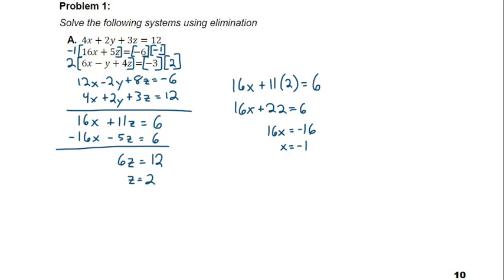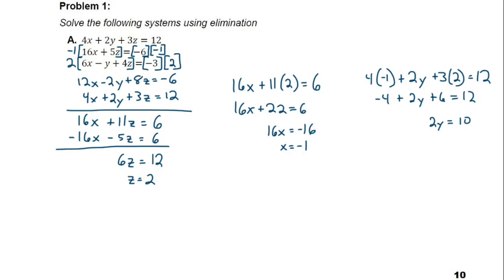So 4x, that's -1, plus 2 times y, plus 3 times z, which is 2, equals 12. So it's -4 plus 2y plus 6 equals 12. So if I subtract the 6 and add the 4, 12 minus 6 is 6, plus 4 is 10, so 2y equals 10. Alright, just to write out what I did, I did a -6 and a plus 4 to get rid of both of them. And so y equals 5.